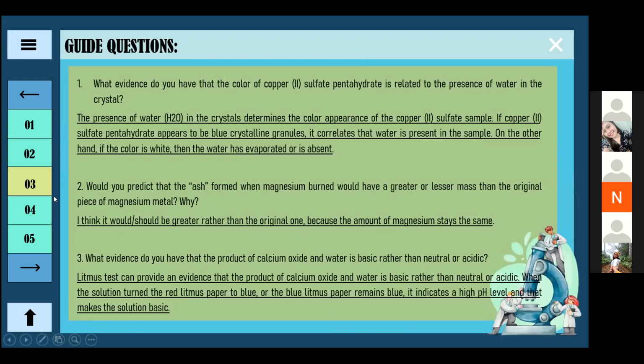For the guide questions, question number 1, what evidence do you have that the color of copper 2 sulfate pentahydrate is related to the presence of water in the crystal? The presence of water, H2O, in the crystals determines the color appearance of the copper 2 sulfate sample. If copper 2 sulfate pentahydrate appears to be blue crystalline granules, it correlates that water is present in the sample. On the other hand, if the color is white, then the water has evaporated or is absent. Therefore, the color of copper 2 sulfate pentahydrate determines the presence or absence of water in the sample.